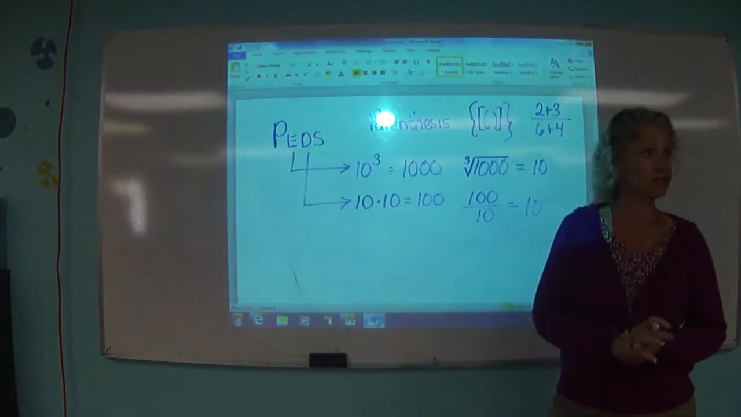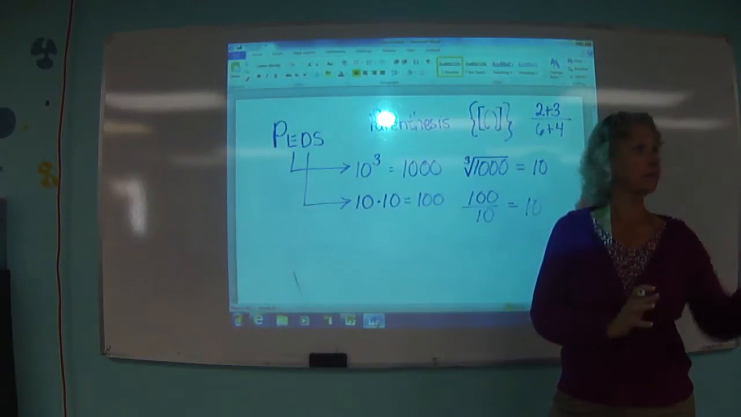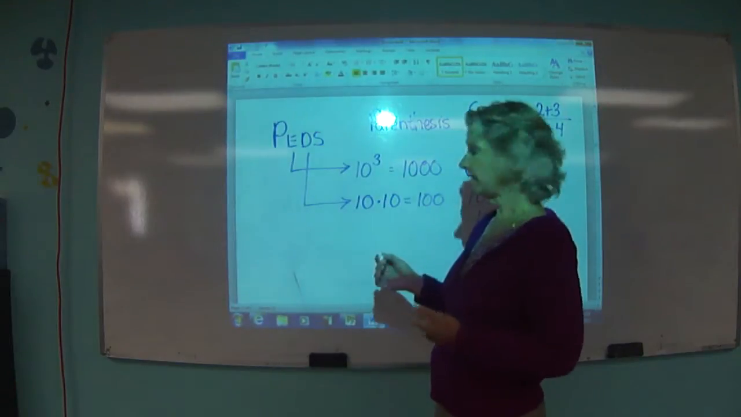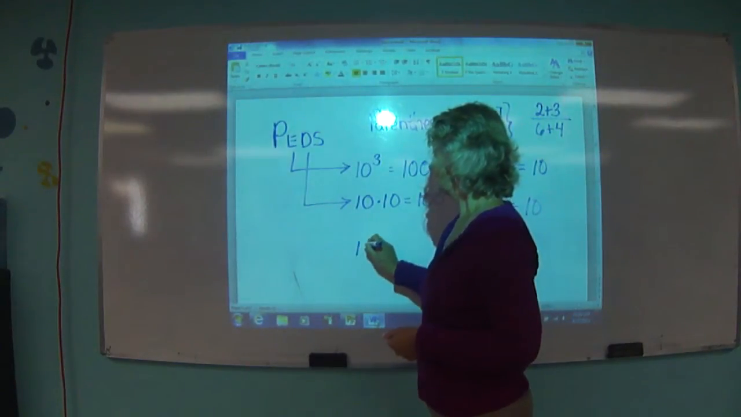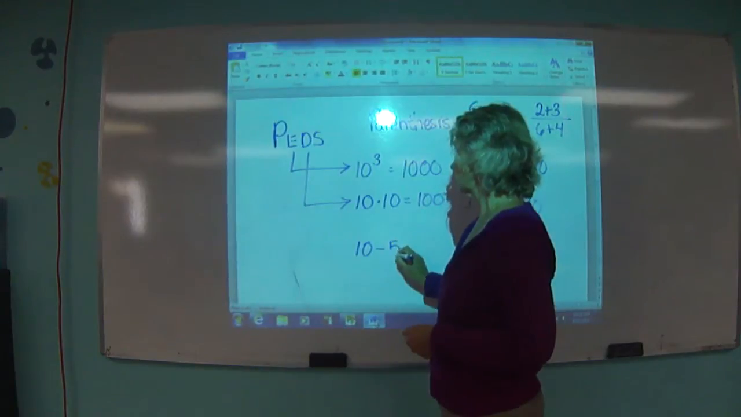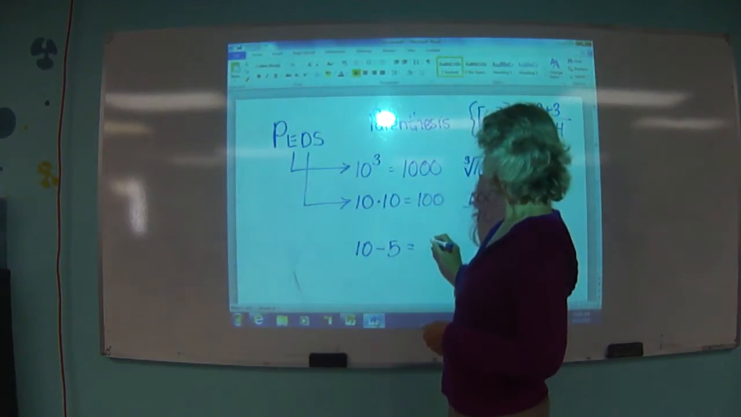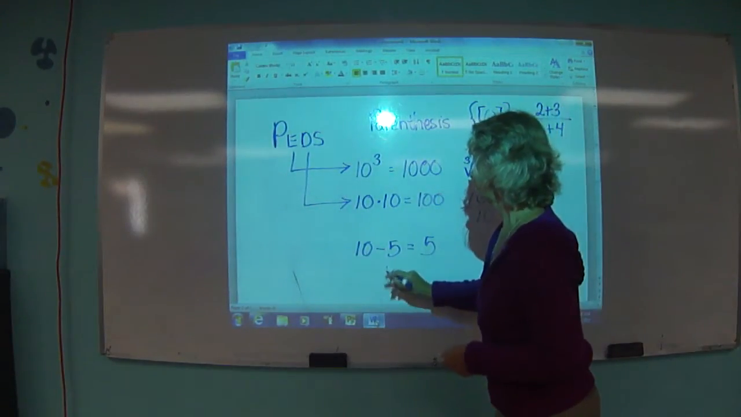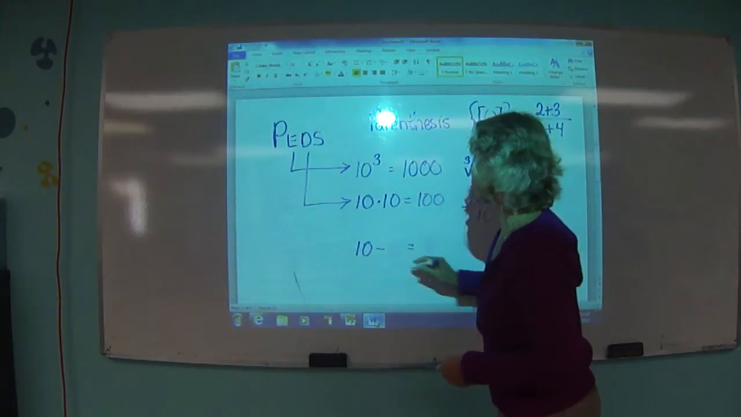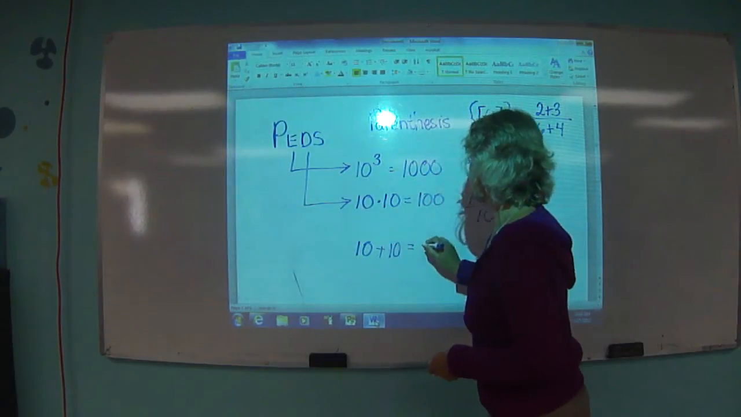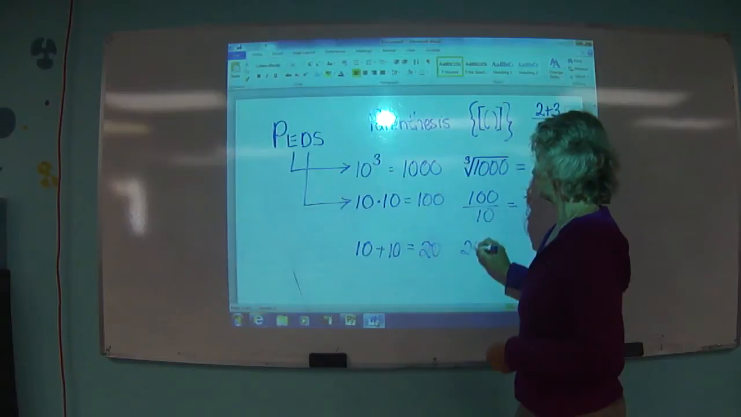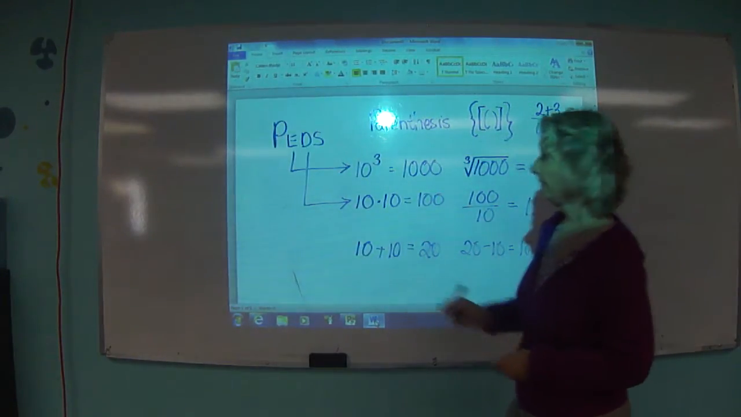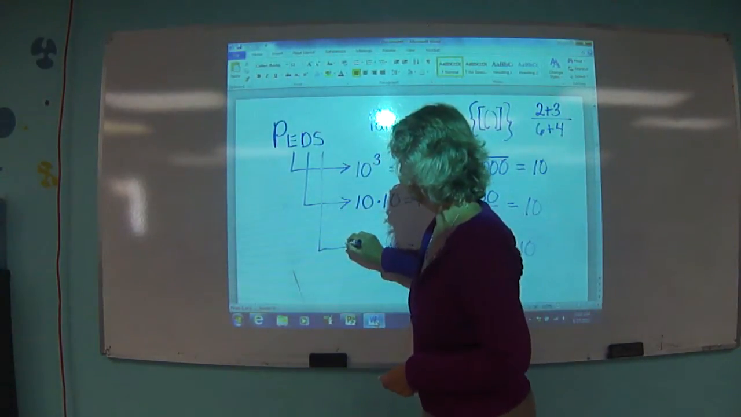What do you think S stands for? Subtraction and addition. So, again, let's use tens. 10 minus, I'm going to use a different number, 5 equals 5. Now let's do it this way. Always do something wrong in the video. 10 plus 10 is 20. 20 minus 10 equals 10. And that's subtraction and addition.